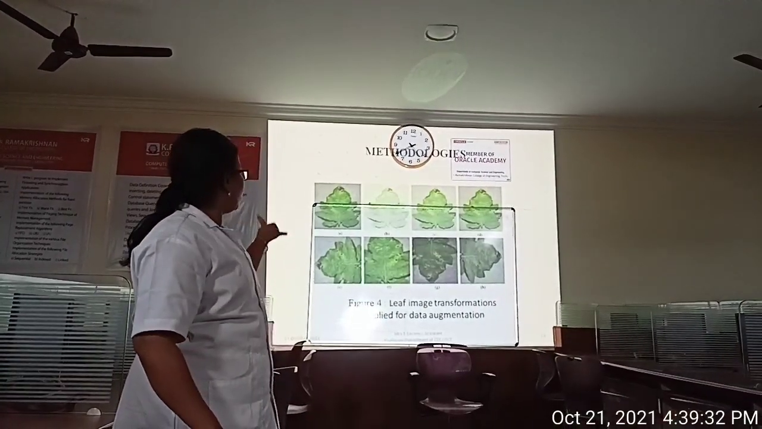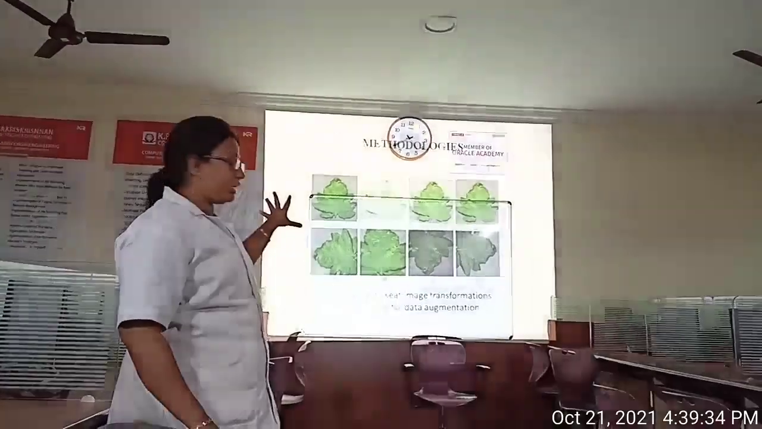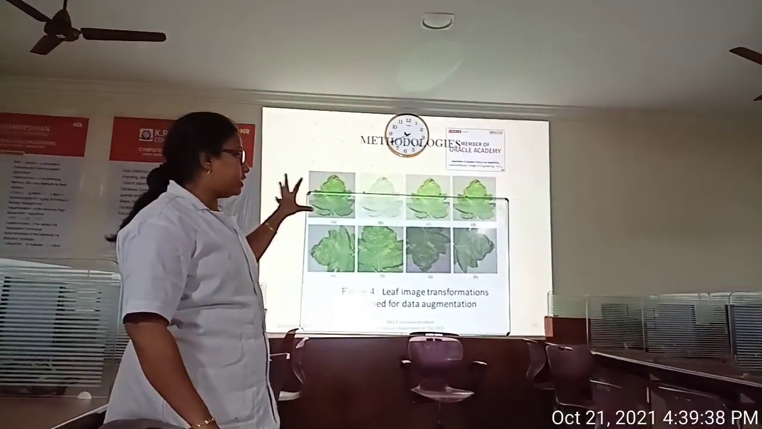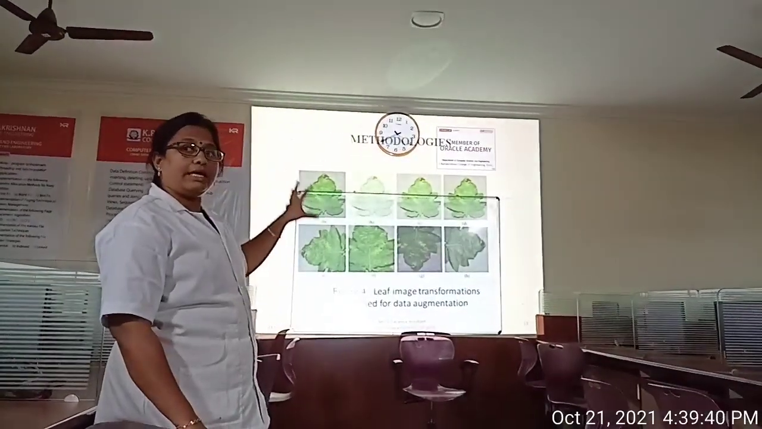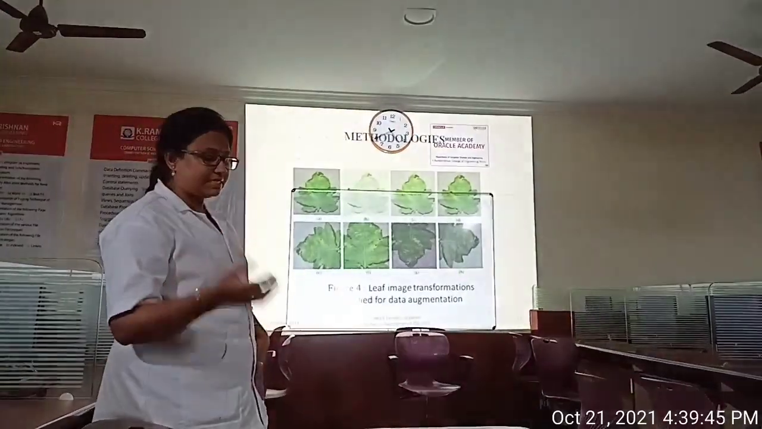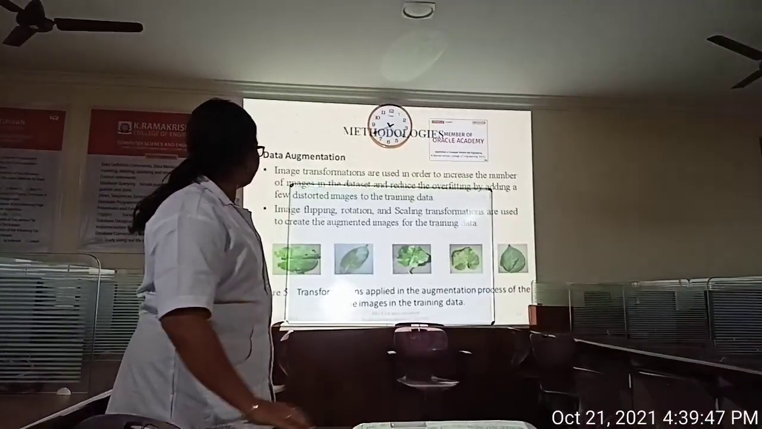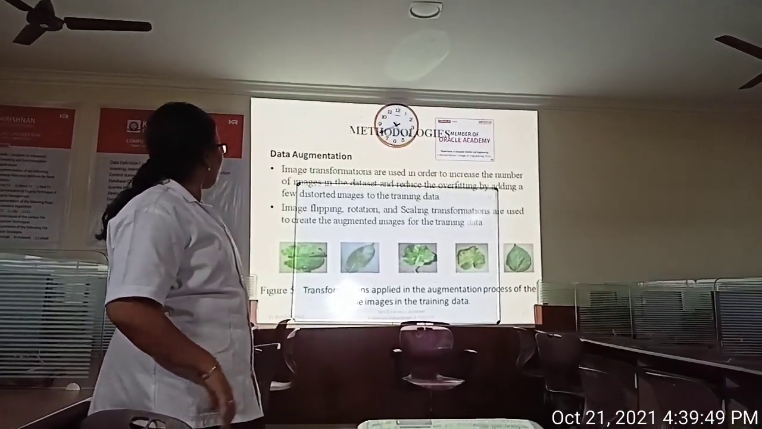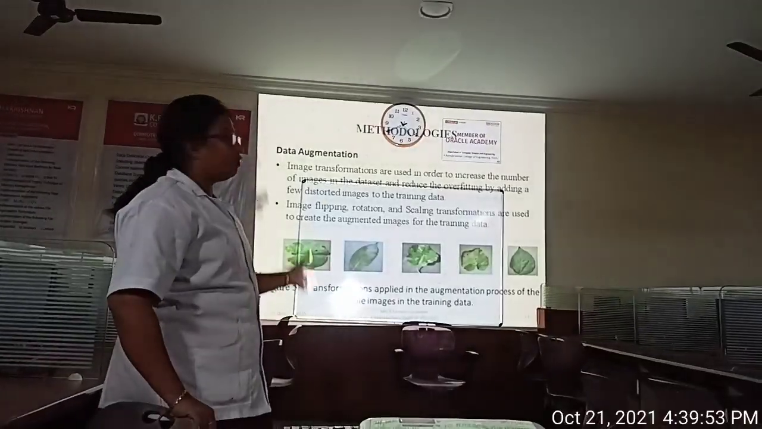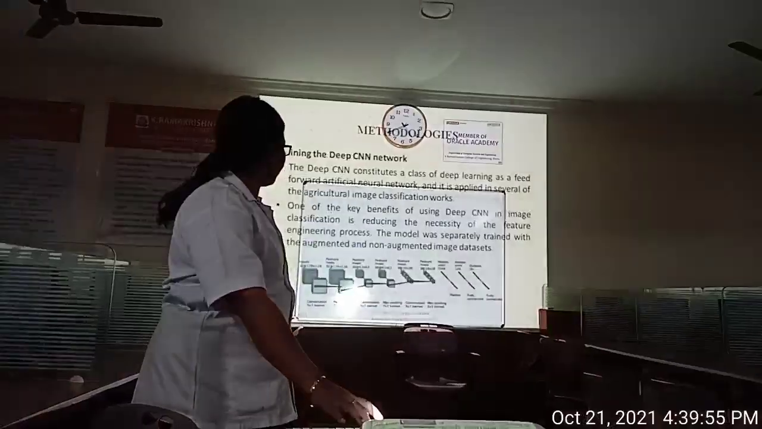Here are my original images. After the data augmentation, I have produced some new images. This will help to increase my data set volume. The size of the data set is increasing. Data augmentation will also help to reduce overfitting, so we go for data augmentation.